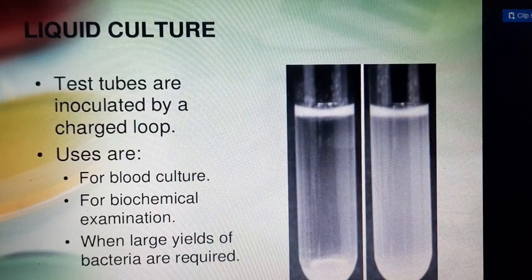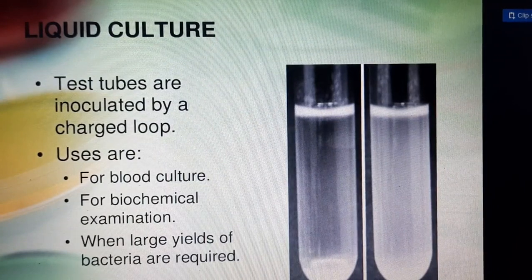Liquid culture. Liquid cultures are done in test tubes, screw-capped bottles or flasks. They may be inoculated by touching with a charged loop or by adding the inoculum with pipettes or syringes. This type of culture method is adopted for blood cultures and for sensitivity tests, where the number of bacteria in the inocula is expected to be small.